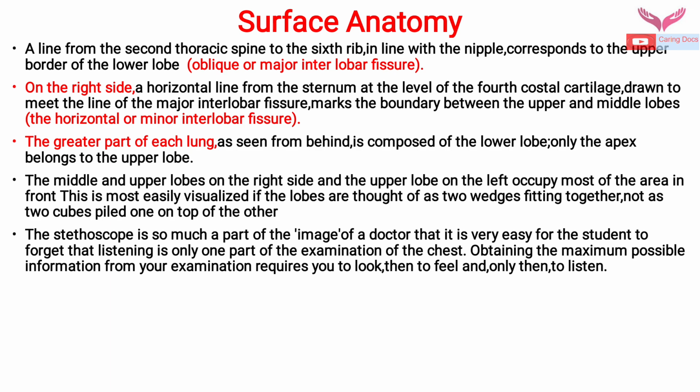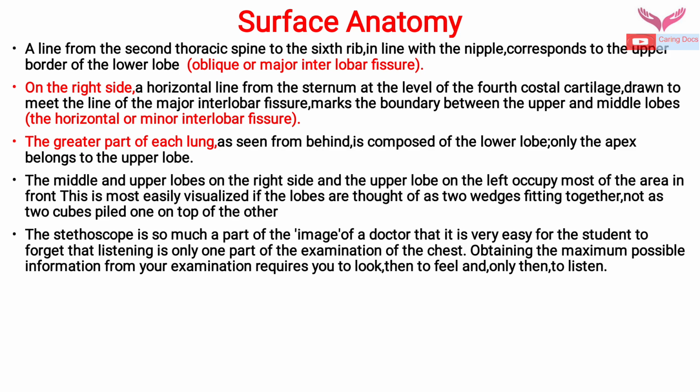A line from the second thoracic spine to the sixth rib in line with the nipple corresponds to the upper border of the lower lobe, that is the oblique or major interlobar fissure. We should know the surface anatomy while examining patients. On the right side, a horizontal line from the sternum at the level of the fourth costal cartilage drawn to meet the line of the major interlobar fissure marks the boundary between the upper and middle lobes, that is the horizontal or minor interlobar fissure.